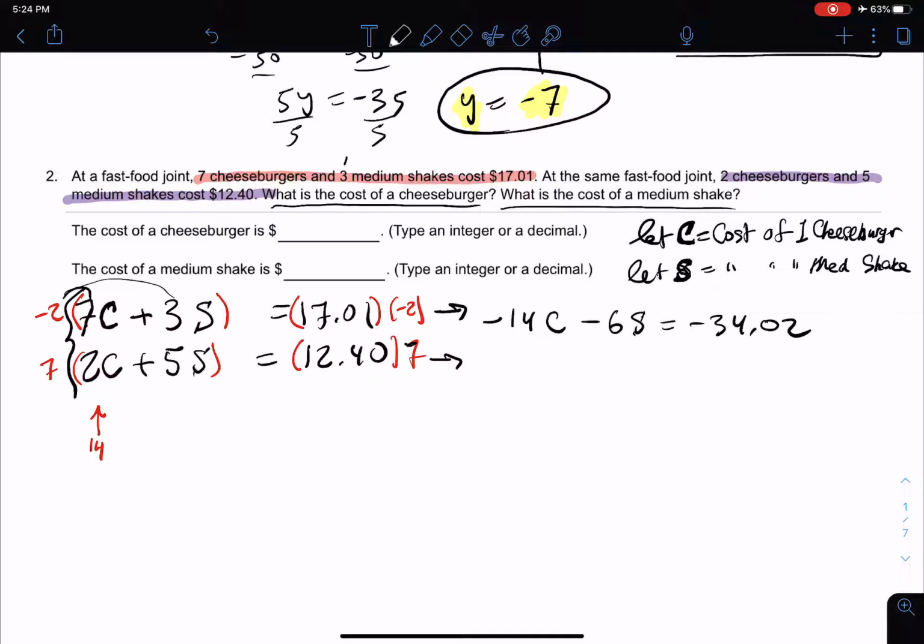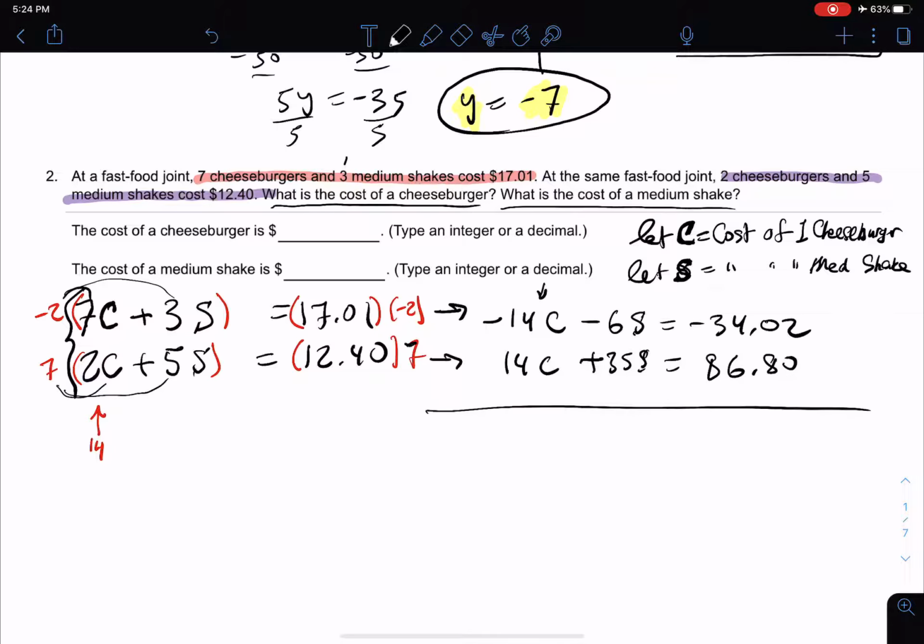Let's do the next line, which is multiplying by a 7. So 7 times 2c is 14c. And notice we've got opposite. That's exactly what we need. And then we've got 7 times 5s right here, which gives me a plus 35s. And then we've got 7 times $12.40, which is $86.80. Now, because these are opposite, we're ready to add them up and get 0c. That's the elimination step. We've got 35s and a negative 6s, which makes what?